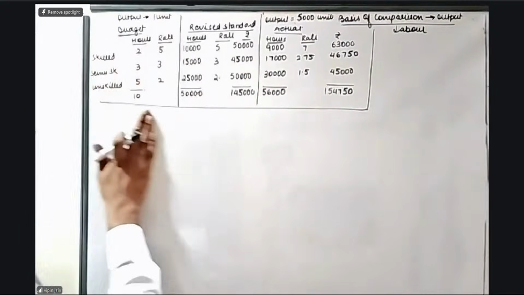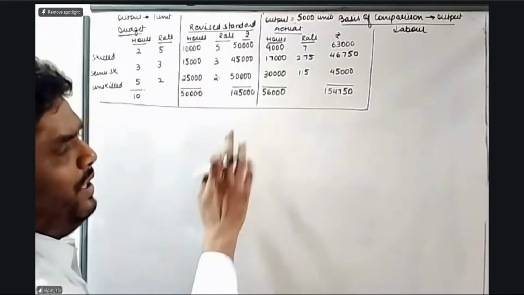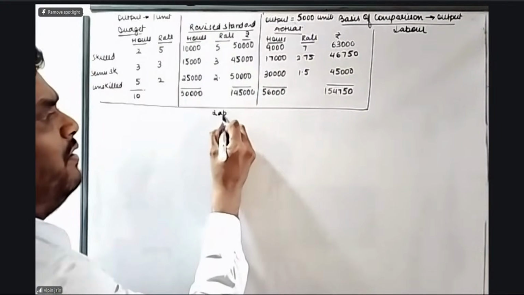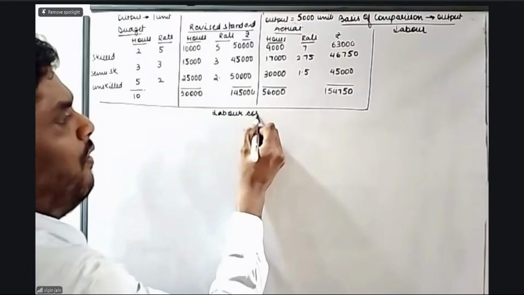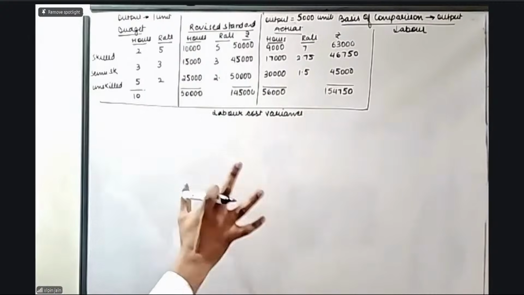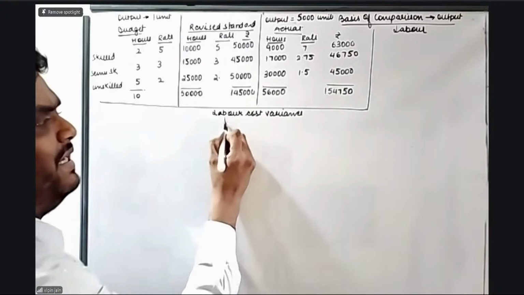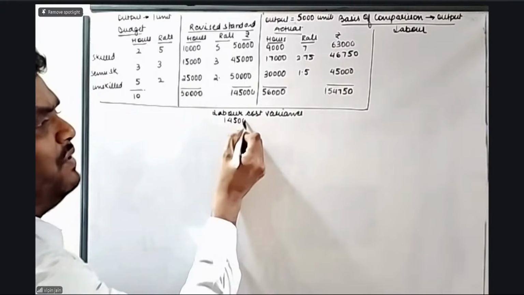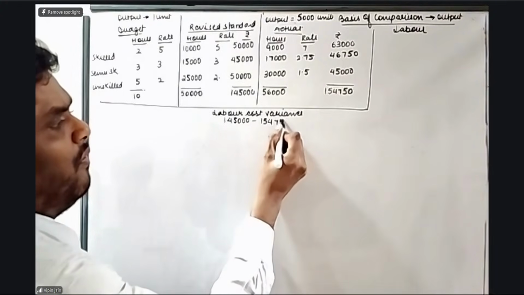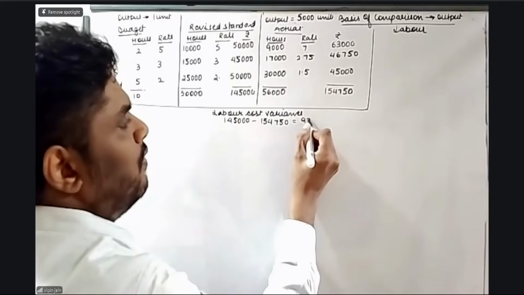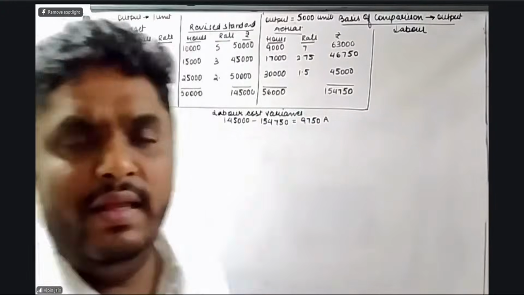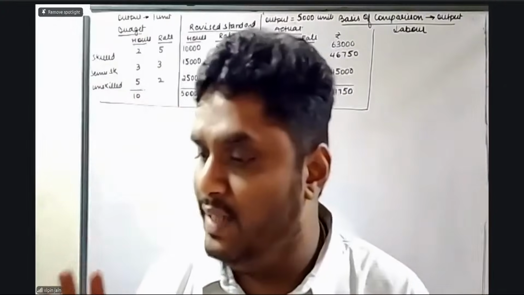Now, the first thing we used to do in material is what? Material cost variance. So herein, the variance will be what? Labor cost variance. Just like material, we have to calculate labor cost variance, that is 1,50,000 minus 1,54,750. Copy paste of material. Instead of material, we'll be using labor. That's it.